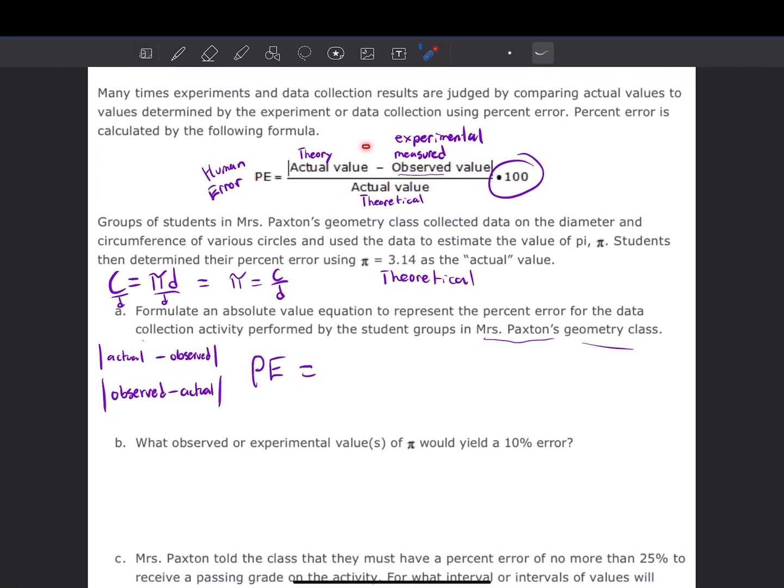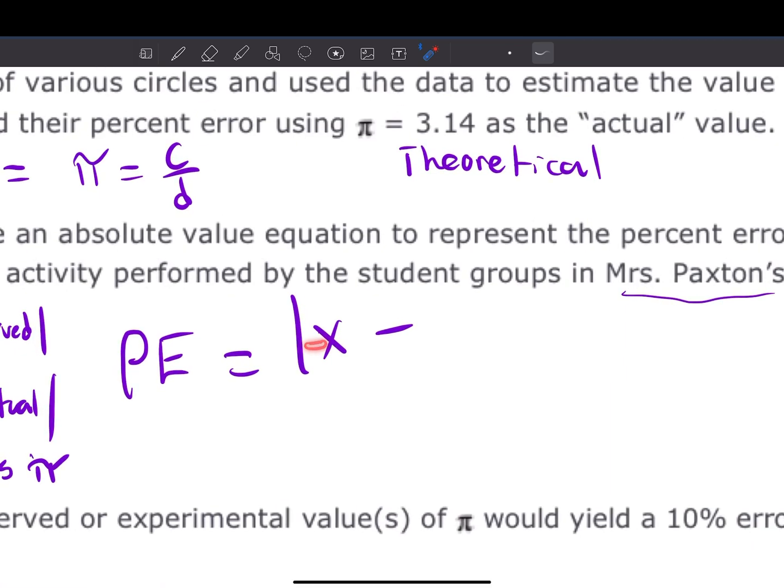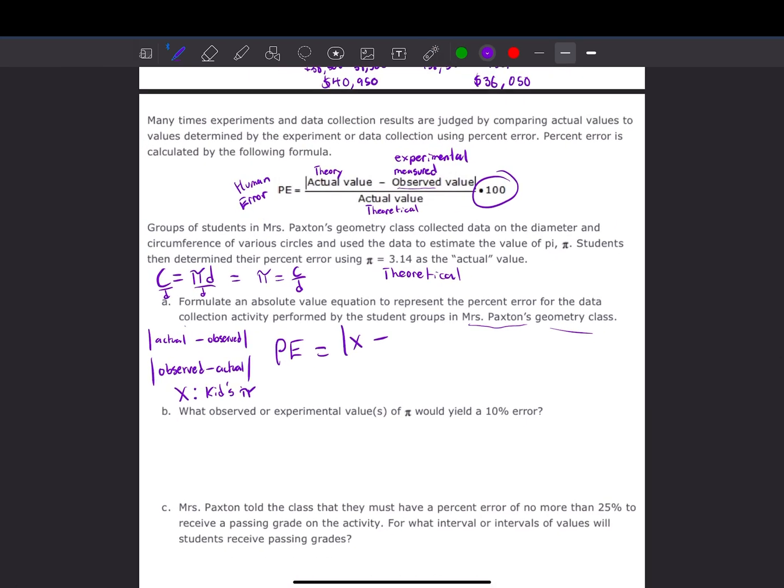So I'm going to write, instead of actual minus observed, the kid's experiment. We don't know. Our unknown is, what are the kids' measurements? What are the kids getting for pi? We don't know. So I'm going to say x minus. I'm going to put the observed, the experimental value first. Why? Because I don't feel like dividing by a negative x at any point. So x minus the actual, the theoretical value of pi, the problem tells us to use 3.14. So take the difference between those two things, and that value, the error out of the actual value of pi, should give us the relative error.